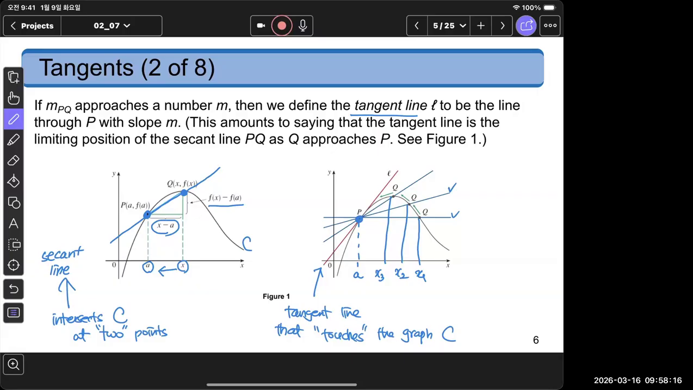So in other words, in some sense, this tangent line is the limiting position of the secant line as x approaches a, or in other words, as q approaches p. So this tangent line is the limiting position of the secant line as x approaches a, or in other words, as q approaches p. So that is the situation.